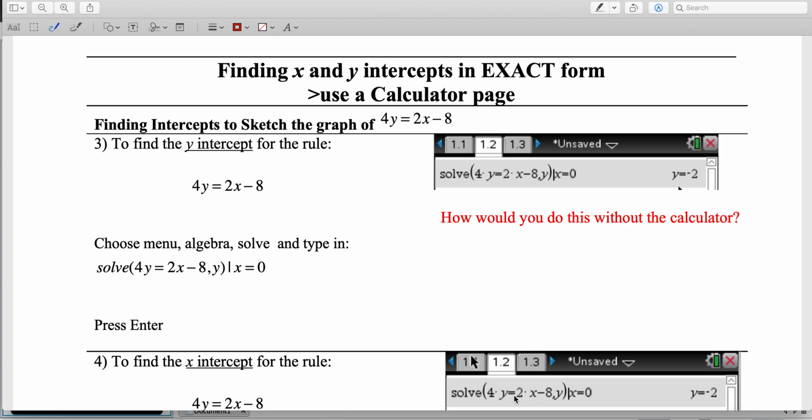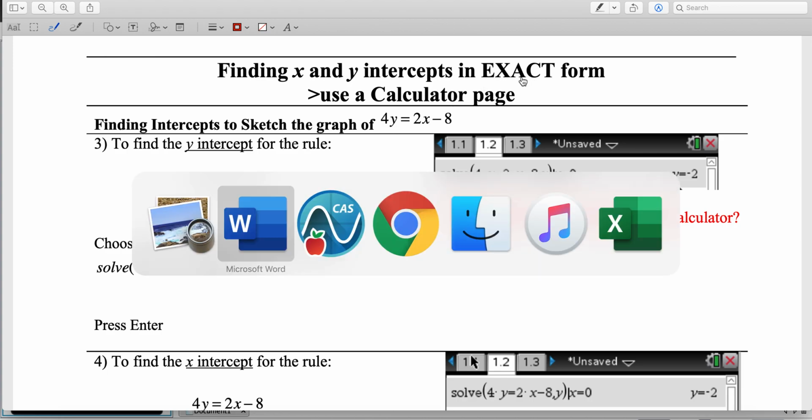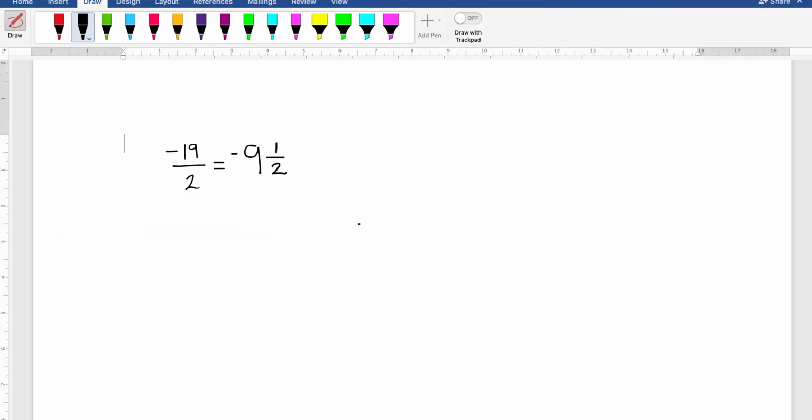Now we're going to find the x and y intercepts in exact form. So it's talking here about exact form. I want to do a parenthesis here to explain something. We spoke about yesterday: if we have 1/2 and I want to write that as a decimal, what will it be? It will be 0.5. That means that 1/2 is exactly equal to 0.5.